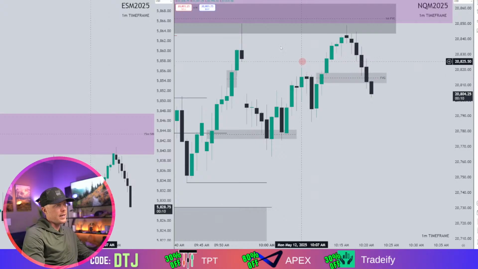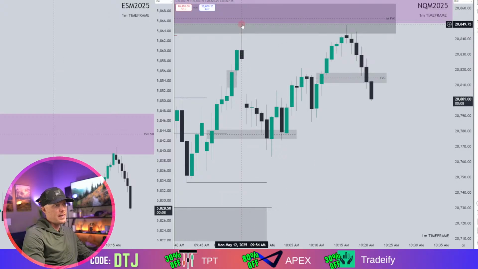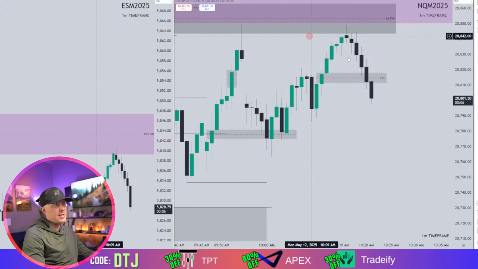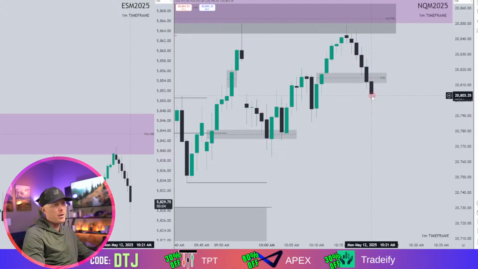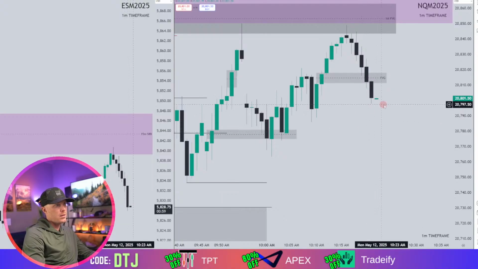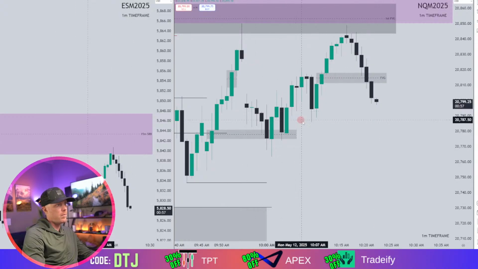We didn't technically grab that liquidity. We made equal points, and I've seen these trades work out before, but I've also been burned. So I will pass. Let's see if it runs for this liquidity point.